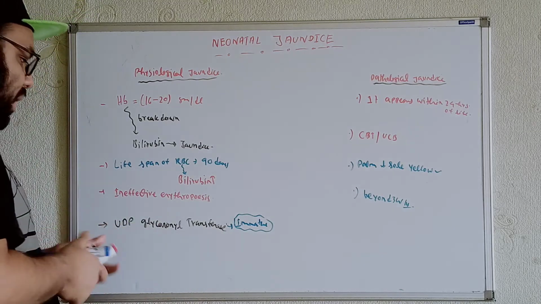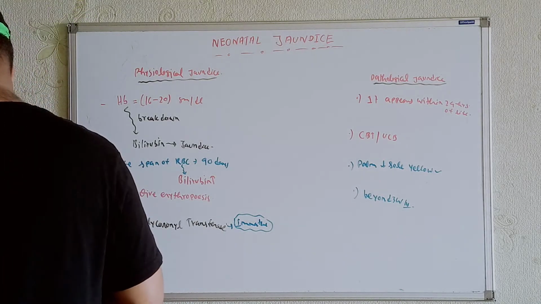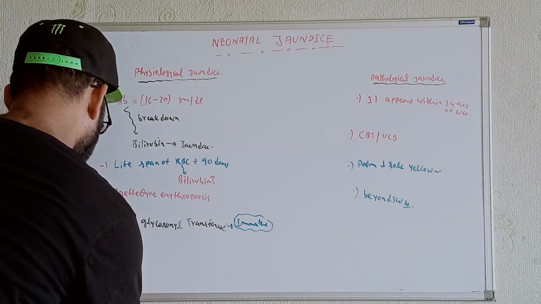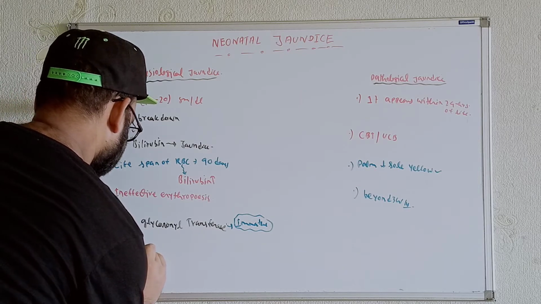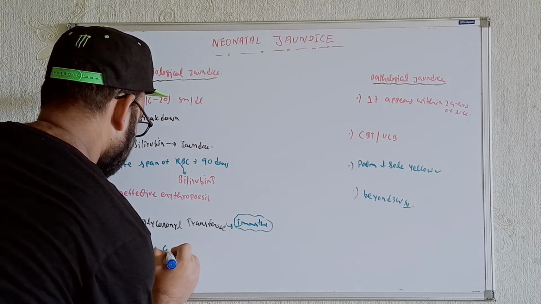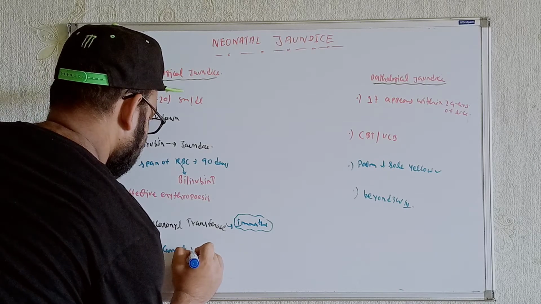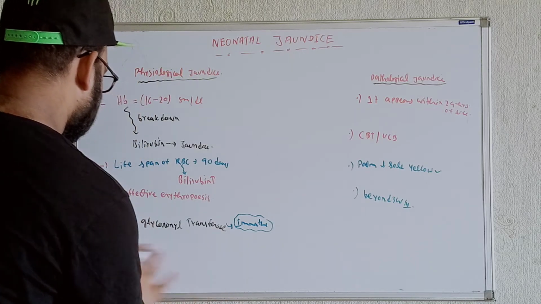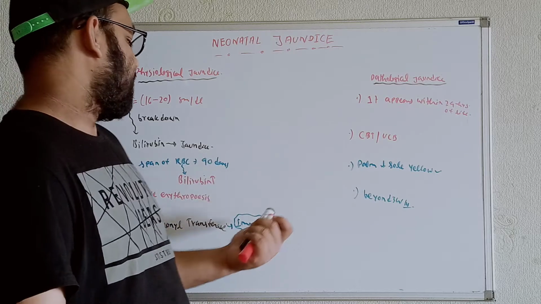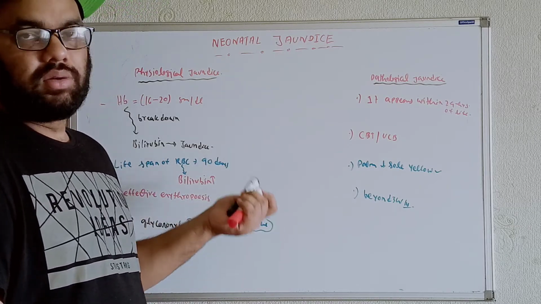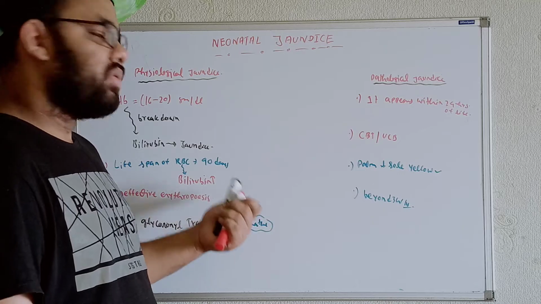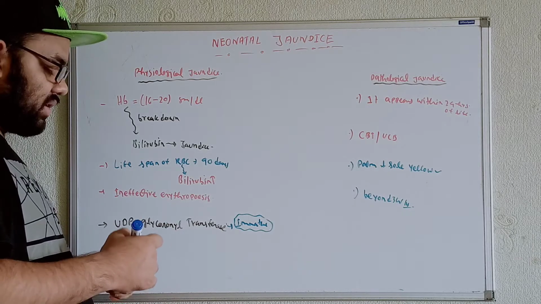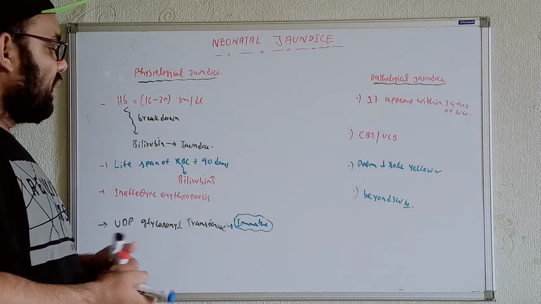The third thing I have to write over here is ineffective carrier mediated uptake by the liver. Let's explain this one. In these cases, there will not be proper uptake of the bilirubin within the liver. So as a result, we will see the development of the physiological jaundice. Let me repeat once again.